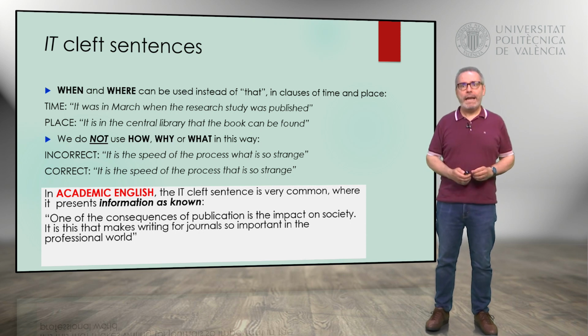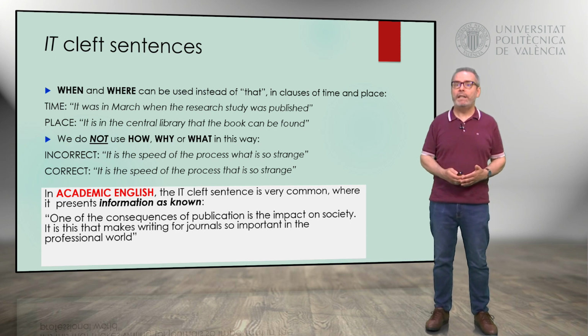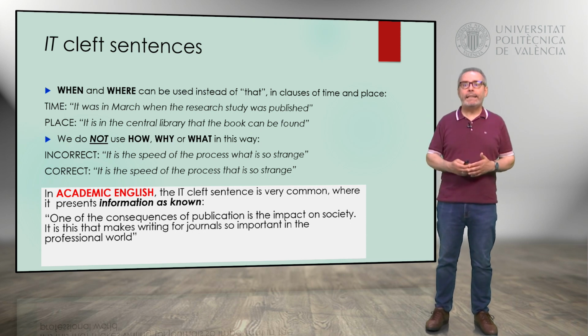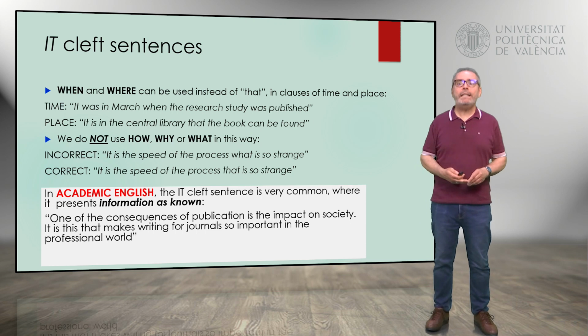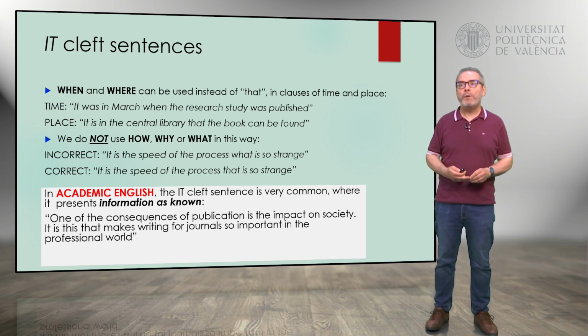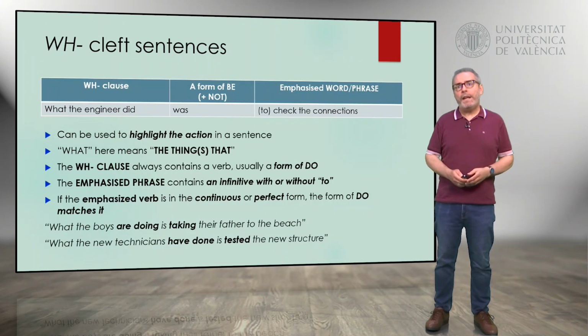In academic English, cleft sentences are very important to present information as noun. Here we have an example. One of the consequences of publication is the impact on society. It is that makes writing for journals so important in the professional world. It's very important to combine correctly the it cleft sentence and the information that we are presenting. We have, on the other hand, WH cleft sentences with a different structure.